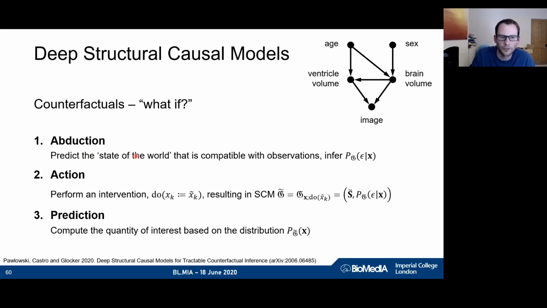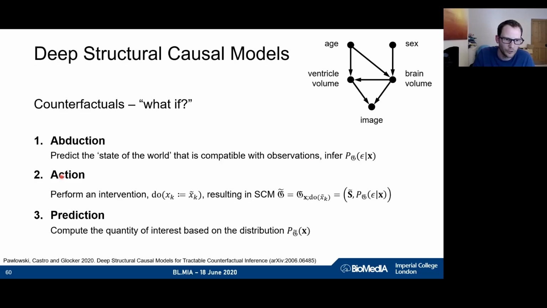Then based on this observation, we predict the state of the world. So basically what it means is we need to predict the noise variables, the values for the noise. That's the abduction step. We can do this because we use invertible mechanisms. We use normalizing flows that allow us to invert. We do an approximation for the variational autoencoder, but everything else is invertible. So we get the noise variables.